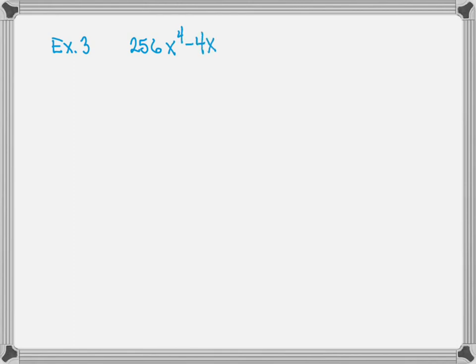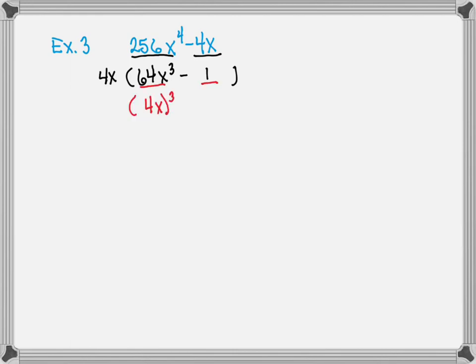Example 3, 256x to the fourth minus 4x. So is there a GCF? Well, I can factor 4x out of both of these terms. When I do that, 256x to the fourth divided by 4x is 64x cubed. Negative 4x divided by 4x is minus 1. And now in parentheses, I have the difference of two perfect cubes.